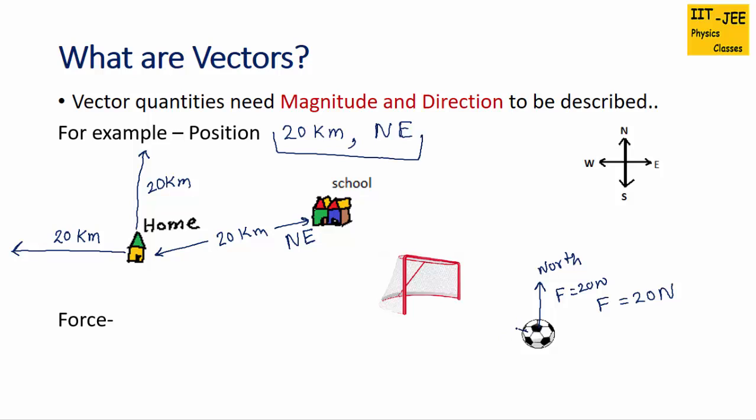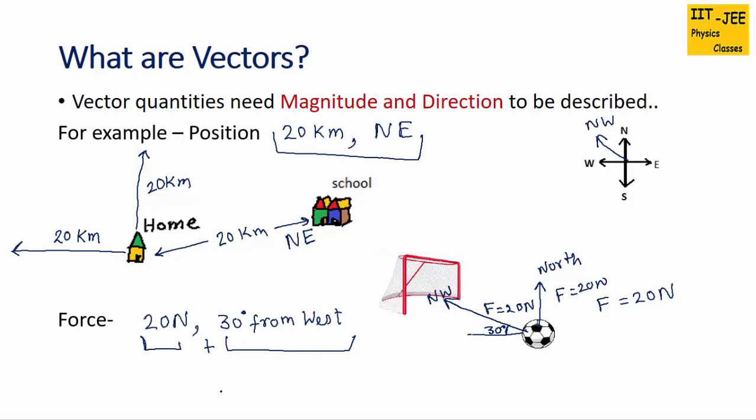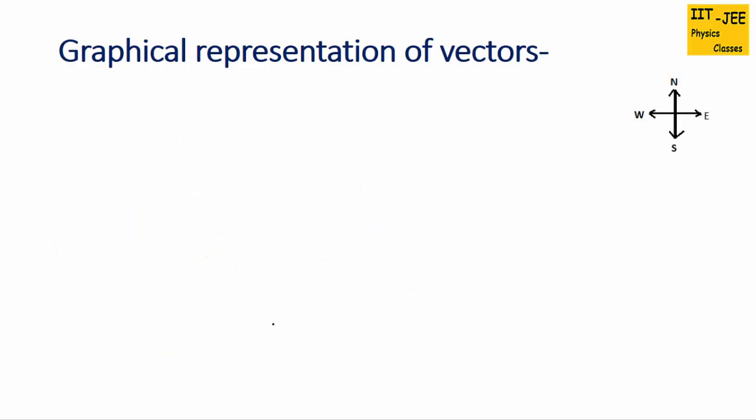So direction should be northwest like this. So force of 20 Newton should be applied in the northwest direction, or if you want to be more specific, you can say it should be 30 degrees from the west. So force needs magnitude like 20 Newton plus direction to be described completely. That's why force is a vector quantity.